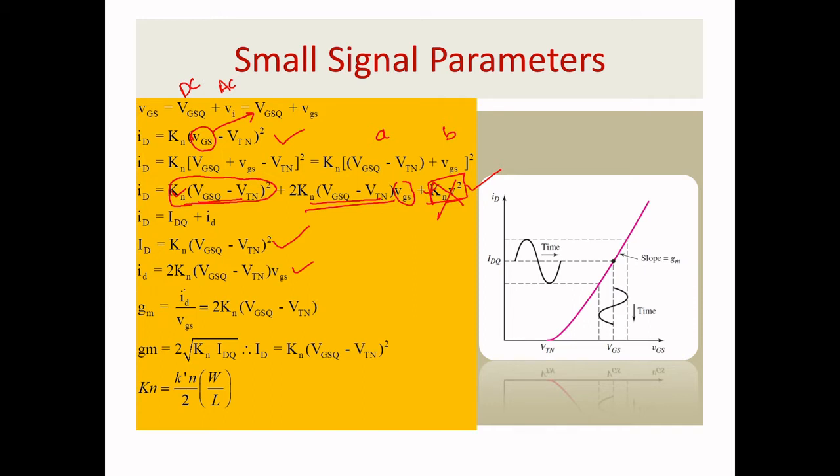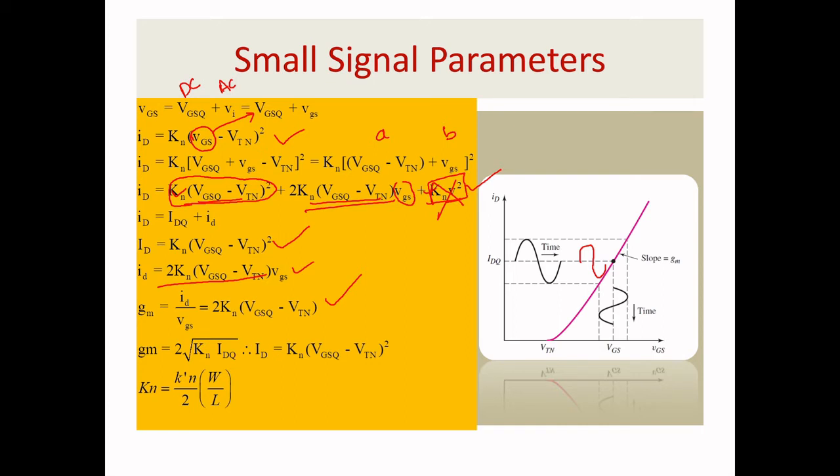derivation. So from this I am going to write the change of ID, small id, with respect to vgs, that is the dynamic part. Change of ID with respect to vgs, so that when vgs comes down, it will become 2Kn (VGSQ minus VTN). That's it. I can write gm equal to 2Kn (VGSQ minus VTN). I can also write it like 2 square root of Kn IDQ.